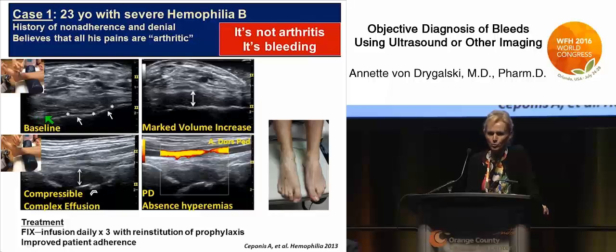And so this is his baseline scan. It's the tibiotalar joint space here, really nice and narrow, and then above you have the fat pad and extensor tendons. Then upon presentation with bleeding, you see this joint space widens. It has complex compressible material in it, here in short axis and here longitudinally. If the power Doppler is turned on, you just see the arteria dorsalis pedis. There is no inflammatory signal at the time. And so he was clearly bleeding, and I treated him with 3 days of clotting factor and then reinstituted prophylaxis.